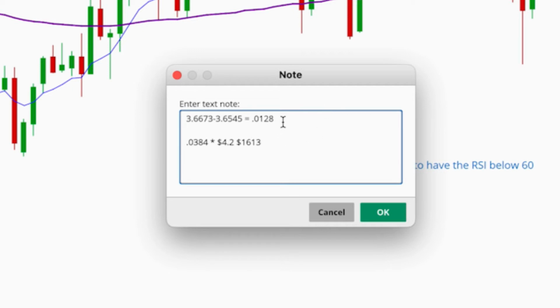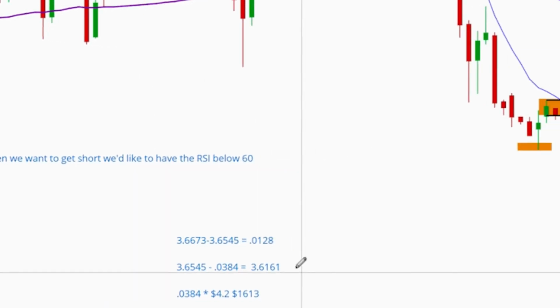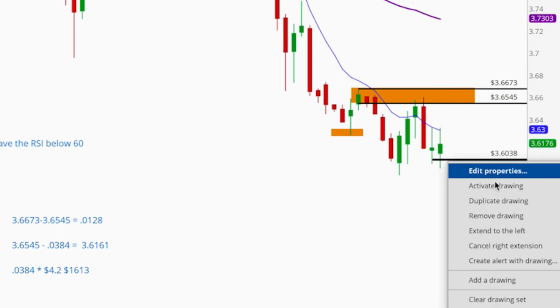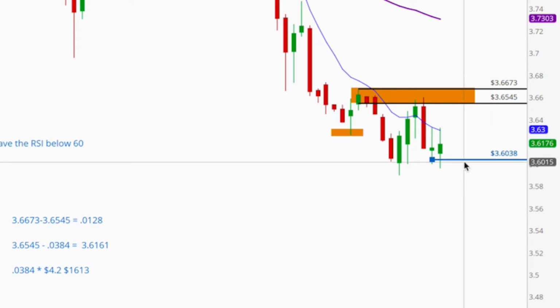But for the target, what we do is we go from the low, right? Because that's where we got entered in at, 3.6545 minus 0.0384. And bear with me, guys, this is important, all right? 3.6545 minus 0.0384 would have our first target at 3.61 basically, okay? I know if I'm at 3.6161, I am at a 3-to-1 reward to risk ratio. So let me do that, 3.6161.